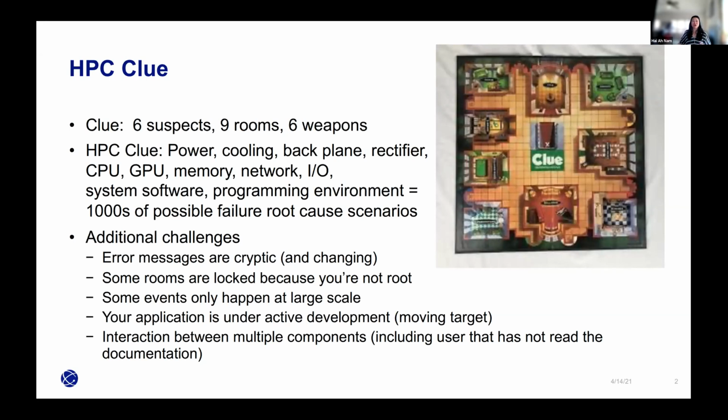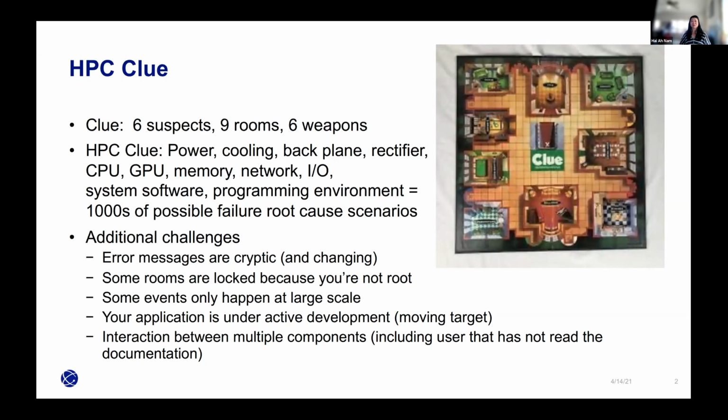So in HPC Clue, there are way more players, way more weapons, more rooms, thinking about power, cooling, backplane, rectifier. There are so many components in our new systems that come into play: CPU, GPU, memory, network, IO, system software, programming environment. This is just a small set of the components, and it leads to thousands of possible failure root cause scenarios. You see an error message, but that's just the spew. That's not necessarily the root cause.